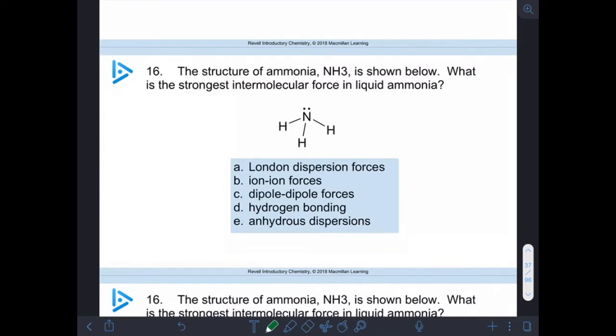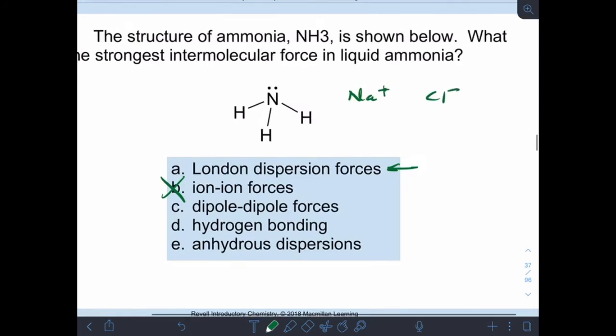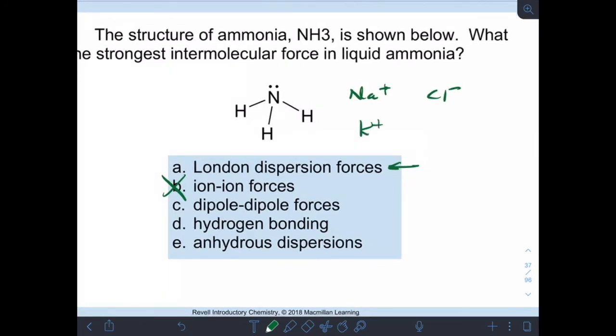Right. Looking at the structure of ammonia, what is the strongest intermolecular force for liquid ammonia? So we know that dispersion forces are 1. Do we have any ions for B? Do we have any ions available? And the answer is no. Right? And if I'm talking about ions, I'm talking about something like a sodium hanging around, or a chlorine hanging around, or a potassium hanging around. That's what I'm talking about when I ask if there's ions present. Okay.